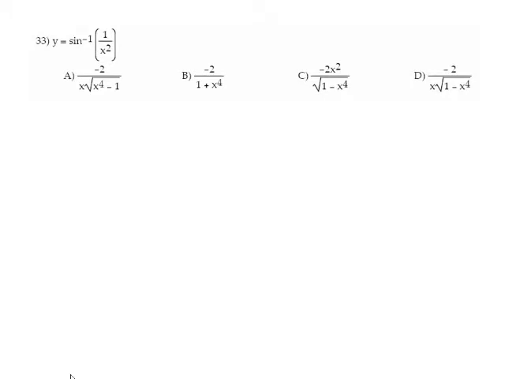Problem 33, we're taking the derivative of an inverse sine function. You may recall that d/dx of inverse sine of u is equal to 1 over the square root of 1 minus u squared times du/dx.